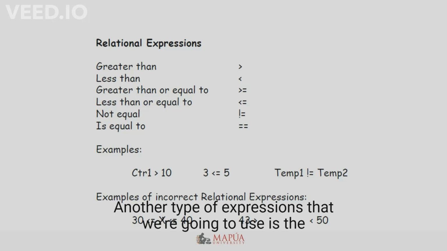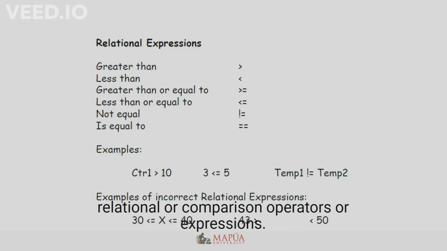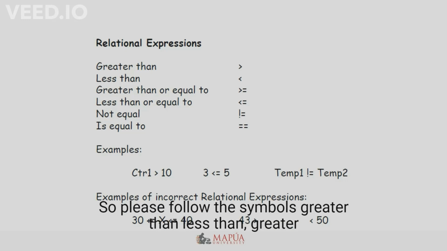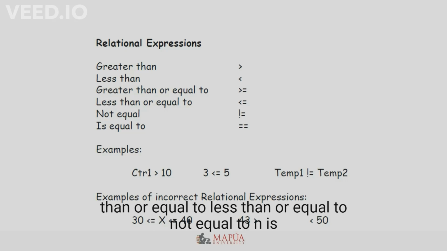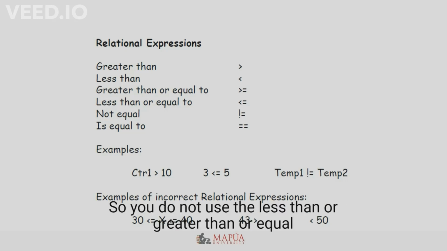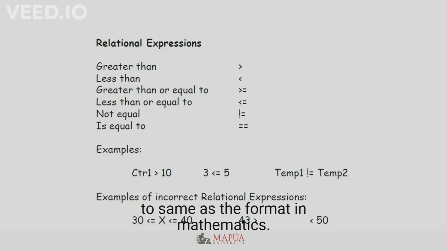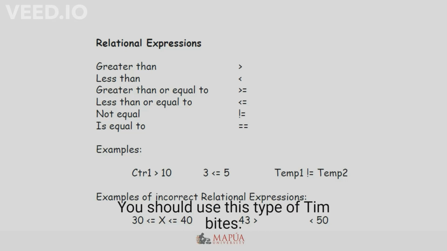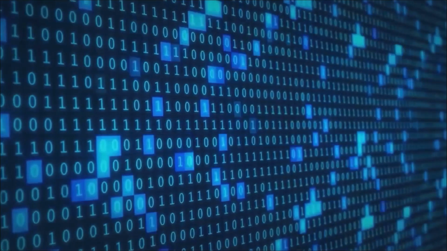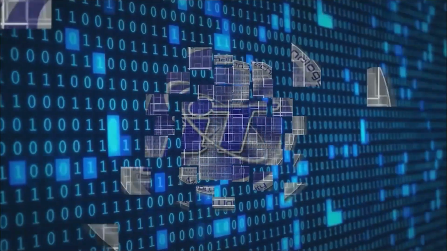Another type of expression that we're going to use is the relational or comparison operators or expressions. Please follow the symbols. Greater than, less than, greater than or equal to, less than or equal to, not equal to, and is equal to. You do not use the less than or equal to and greater than or equal to symbols in the same format as in mathematics. You should use this type of symbol.